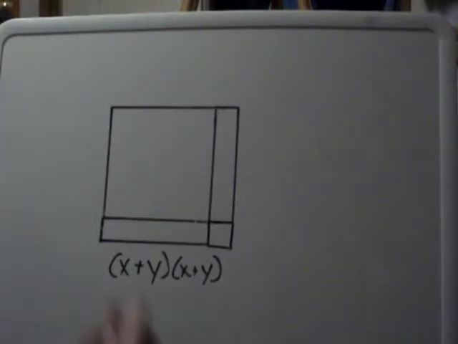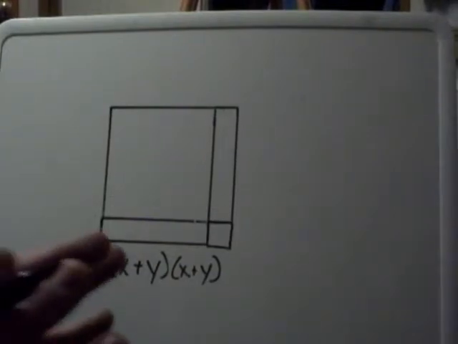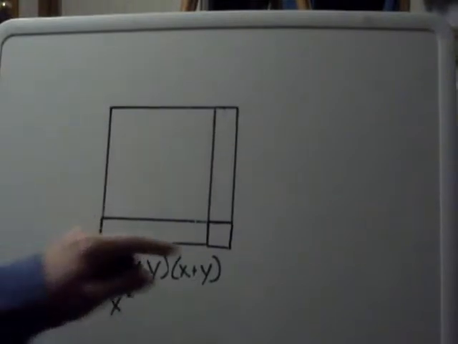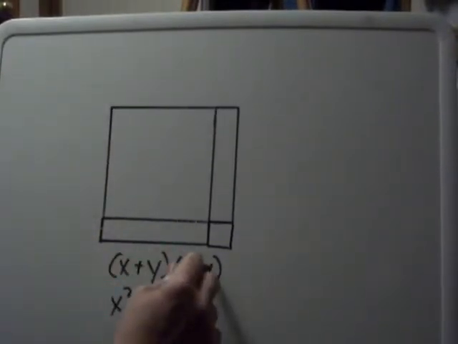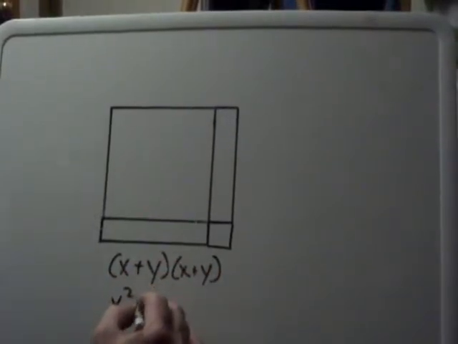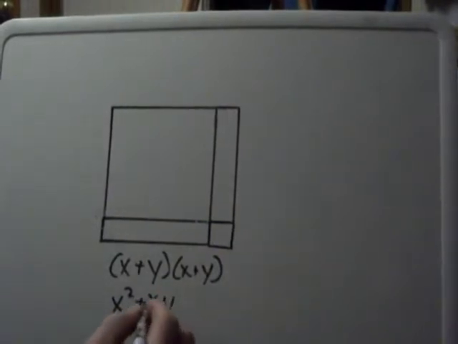Just like that. X plus y times x plus y. And now we're going to use the FOIL method to solve this. What is x times x? Well, that's x squared. What is x times y? Because the FOIL method says we have to multiply the first digits here, which is the x's. Then we have to multiply the outer digits, and we're going to multiply x times y, and we get xy, just like that.